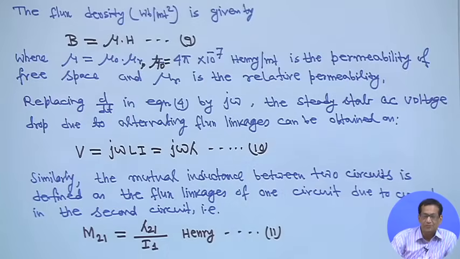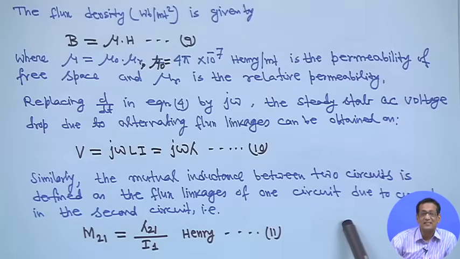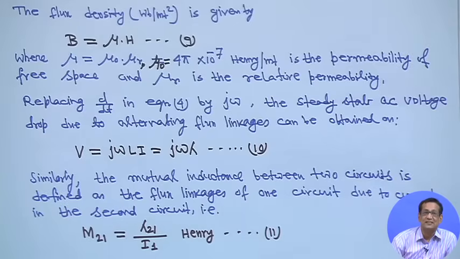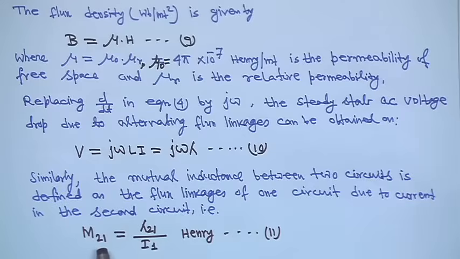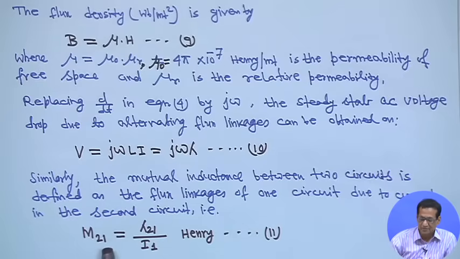Now, similarly, if you want to find the mutual inductance between two circuits, it is defined as the flux linkage of one circuit due to current in the second circuit. Generally it is M21. Later, when we take the inductance of a single-phase two-wire line and other conductors, we will see the mutual inductance also. So, we can write M21 is equal to lambda 21 upon I1. This mutual inductance is in Henry, and it is equation number 11.